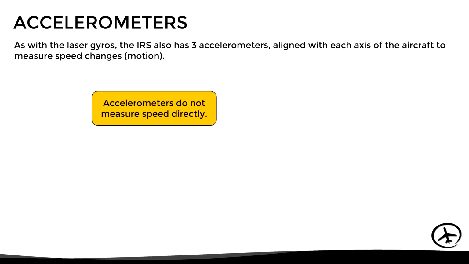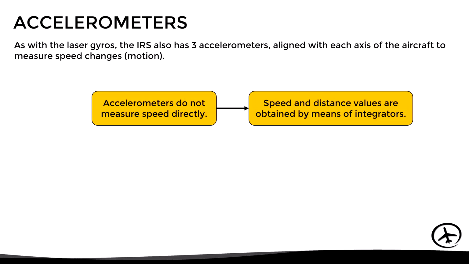However, it is important to mention that the accelerometers do not measure speed directly, but they can measure the acceleration, which is a change in speed. This way, speed and distance values are obtained by means of integrators.